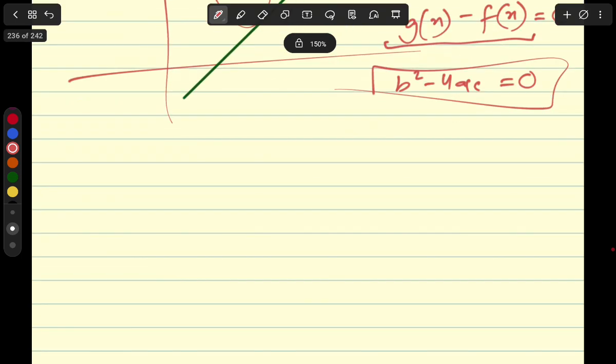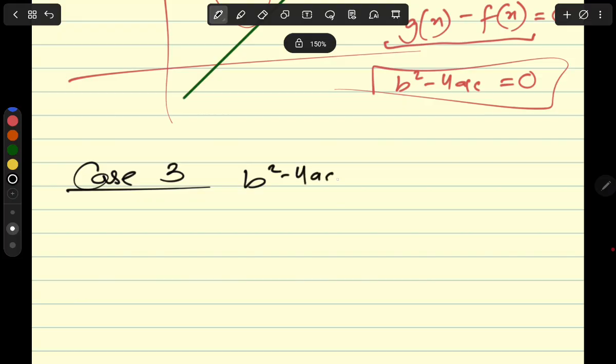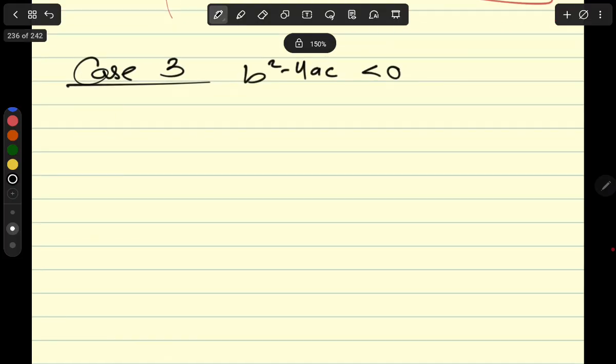Now, let's move on to case number 3. Case number 3 says what? It is where your discriminant is actually less than 0. Now, this is the case where the graph doesn't have any real solutions, right?